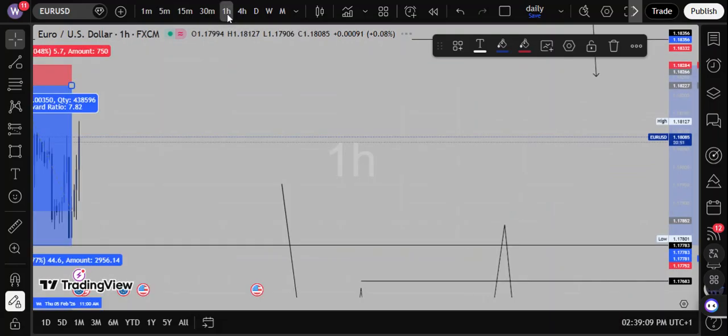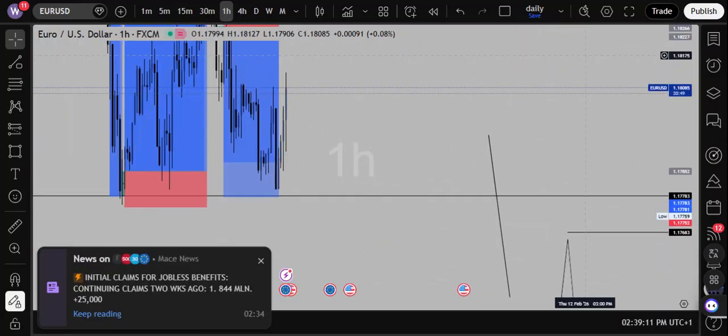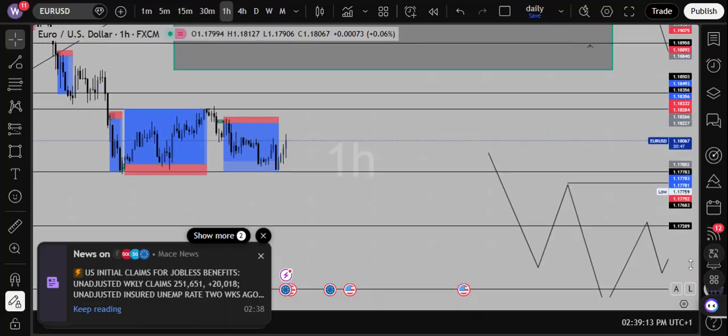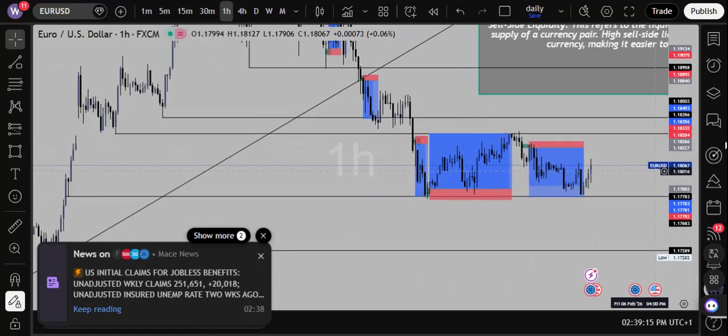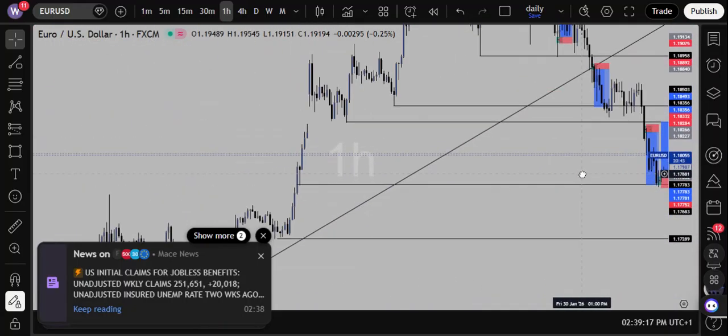Now let me go back to the one hour time frame so I can explain all of that concept again. So you can see where I marked as my liquidity area. Now look at all of this.